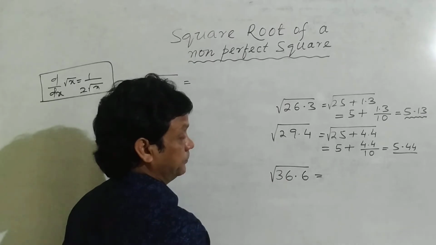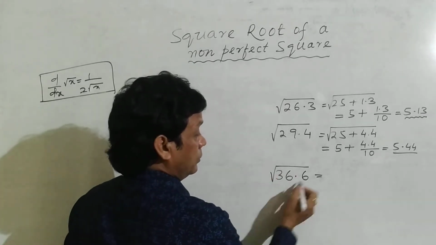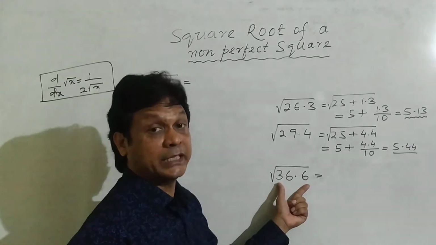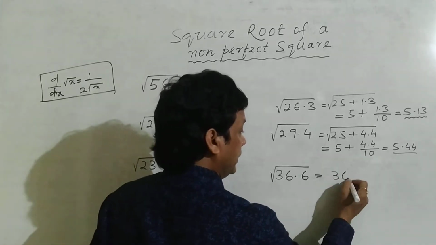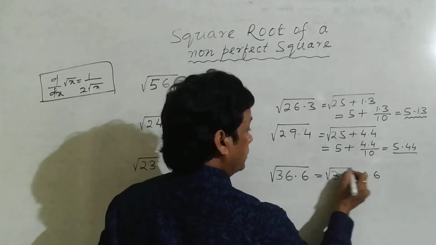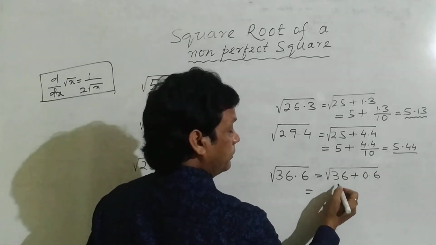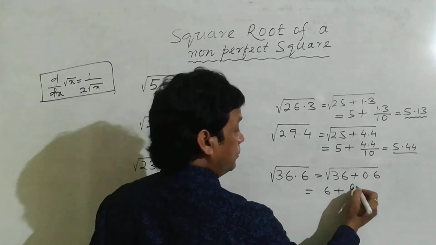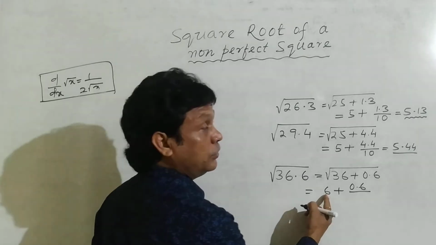Now see here, tell me a perfect square nearest to 36.6. It is 36. So the square root of 36 plus 0.6. The square root of 36 is 6. Here the plus sign is there. So 0.6 divided by 6 into 2.